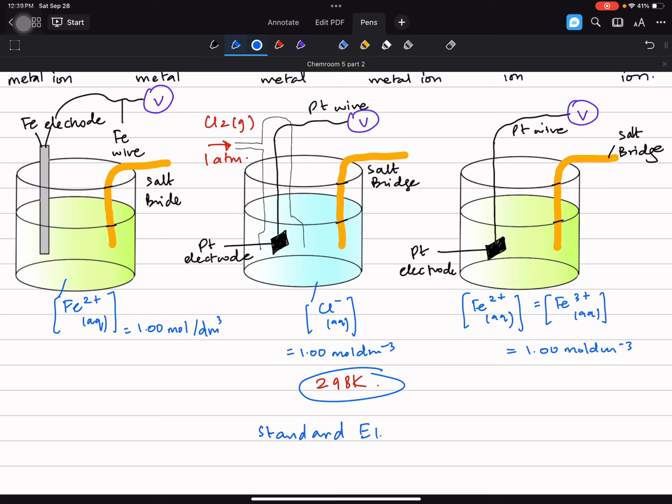So these are three categories of the standard electrodes. Type 1, where a metal was in equilibrium with the metal ion. Type 2, where the non-metal gas with a platinum electrode, and type 3 was when two ions were there.